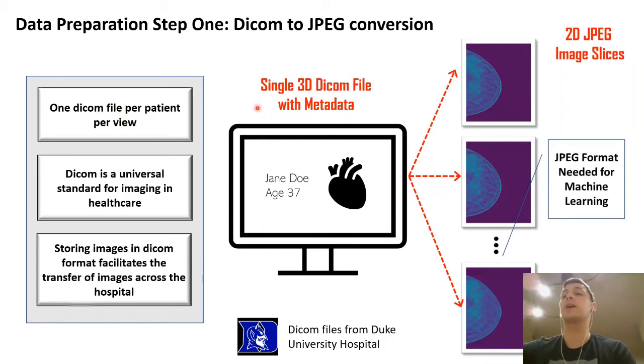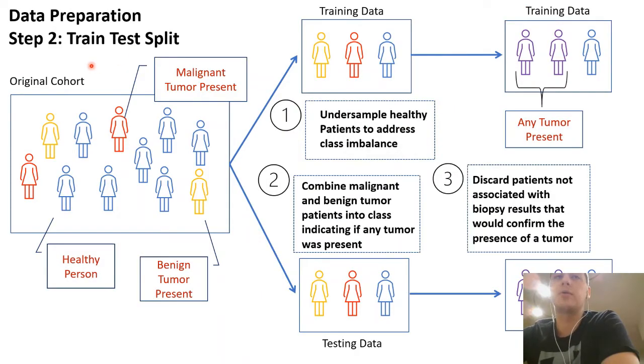But for machine learning, we actually need to work with 2D images. So the first step in our data preparation was converting this 3D image into the corresponding 60 to 80 2D images in JPEG format. The next step was to split up our total images into a training set and a test set. In the training set, we use those images so that our model can learn features about tumors. And our testing set is used for evaluating whether or not our model is performing well.